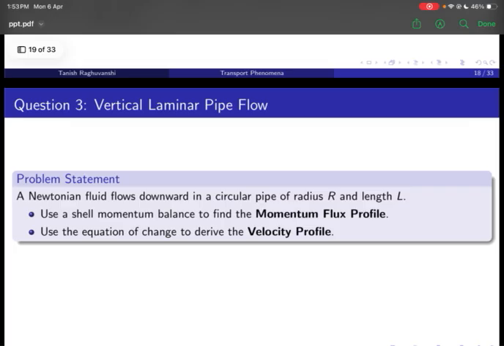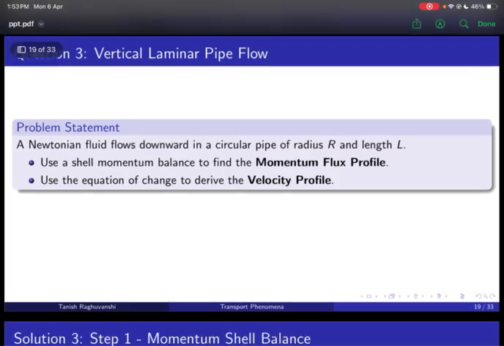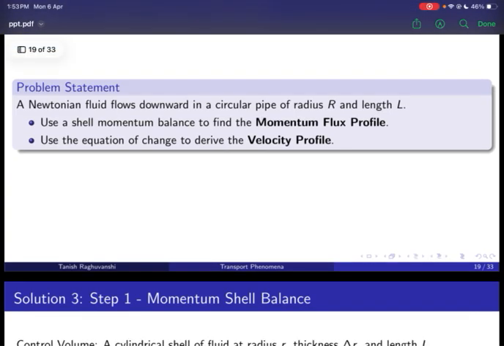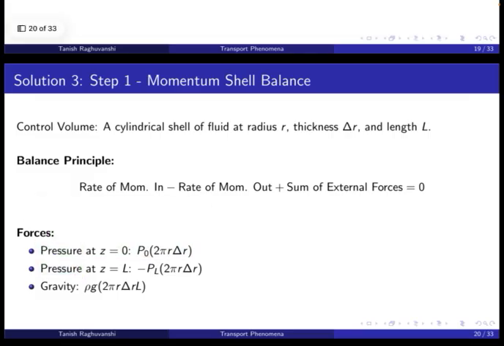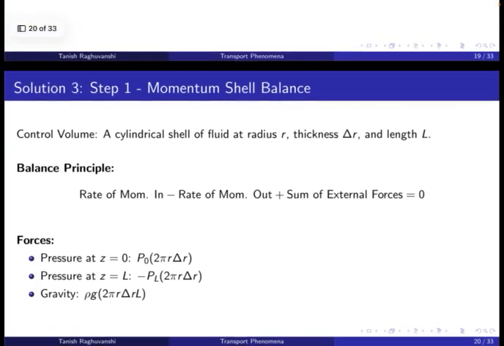And the third question for us is: a Newtonian fluid flows downward in a circular pipe of radius r and length L. We have to develop the momentum balance to find the momentum flux profile, and from there derive the velocity profile. Again, based on similar concepts, except we are using rate of momentum here. We can use the rate of momentum in minus rate of momentum out plus sum of external forces is equal to 0.